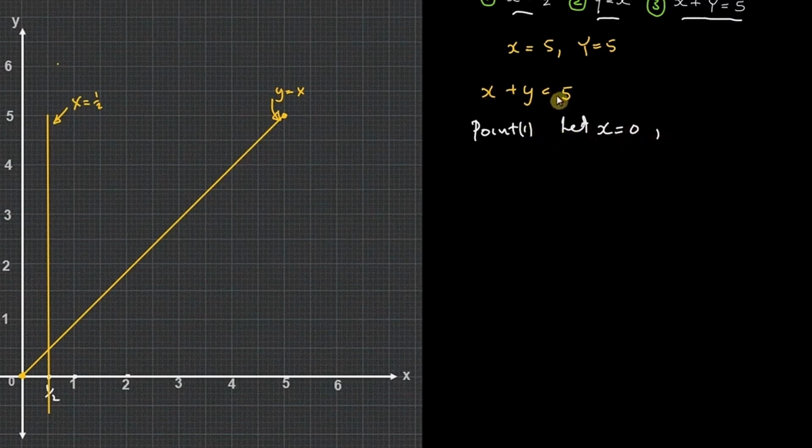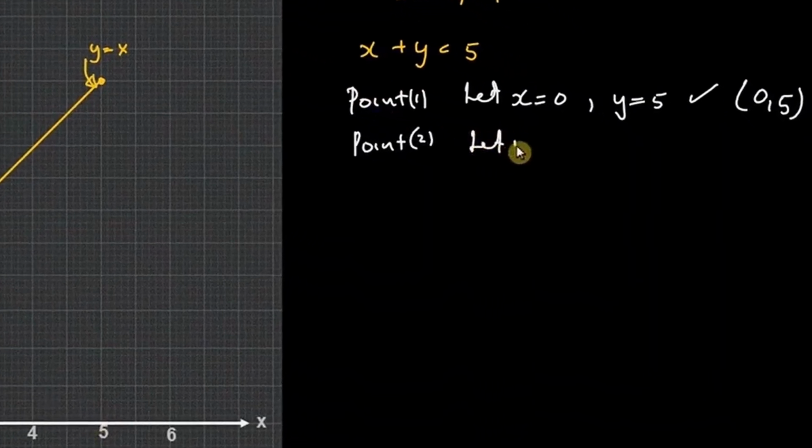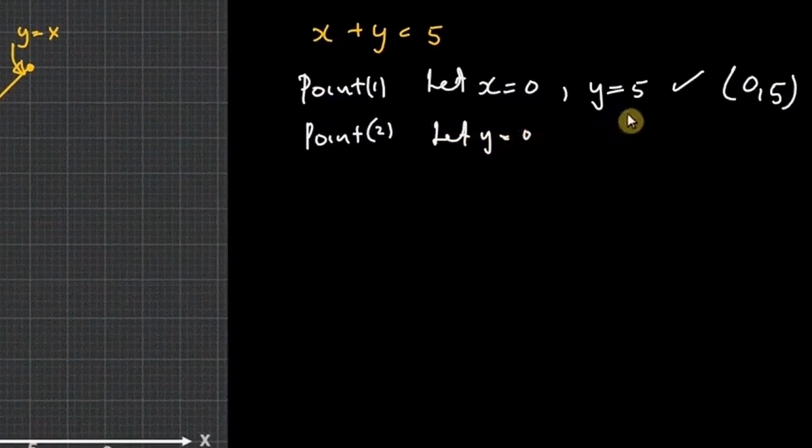So x is equal to 0 and x plus y is equal to 5. That means y is equal to 5. So the coordinates are 0, 5. Let's identify that here. x equals 0, y is equal to 5. That's right here. For point number 2, we let y be equal to 0 and determine the value of x. So if y is equal to 0, x will be equal to 5. So the second point becomes 5, 0.